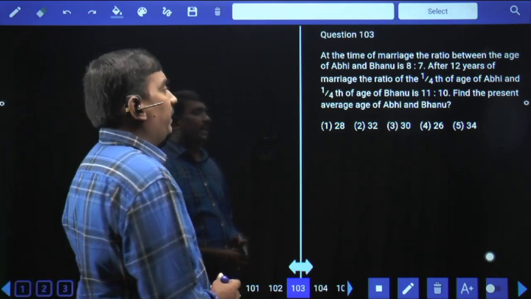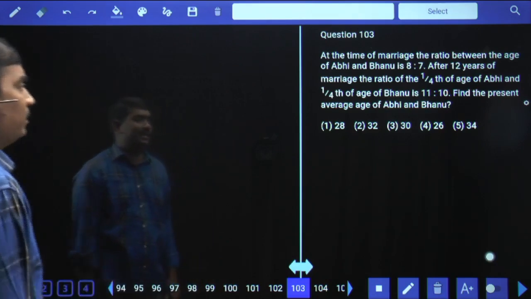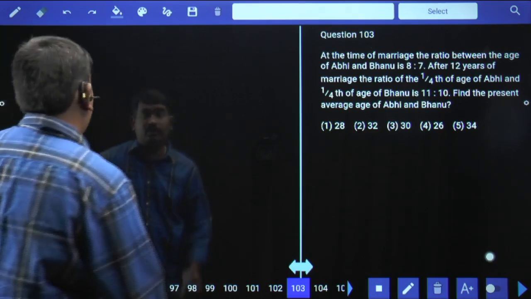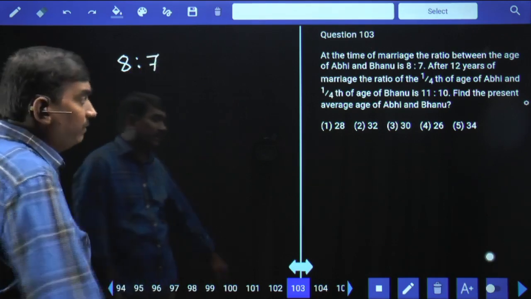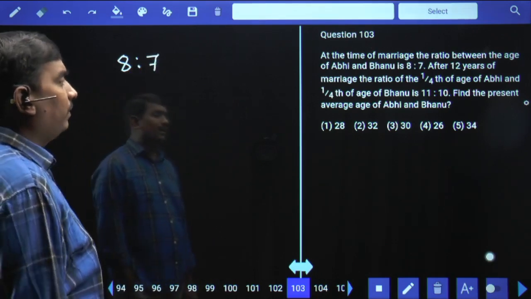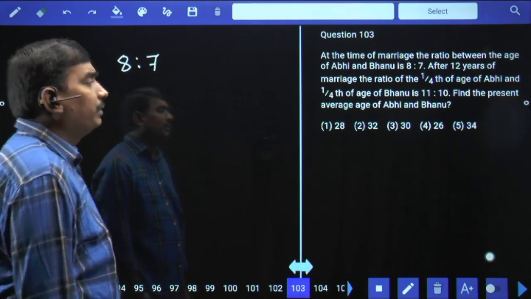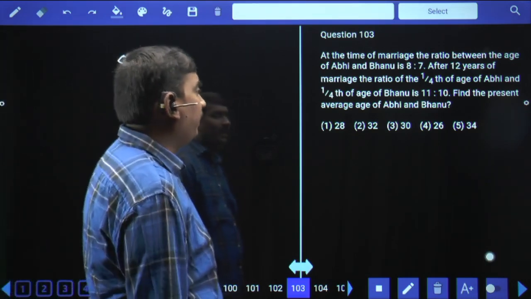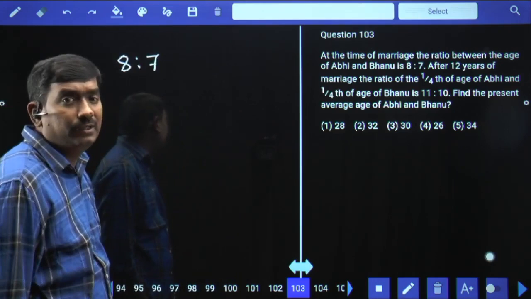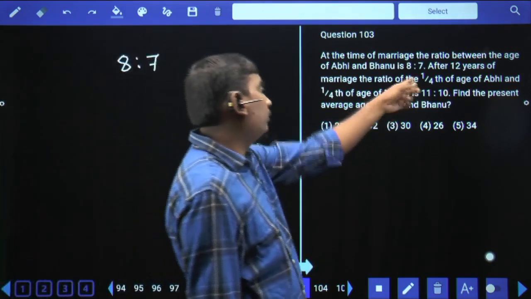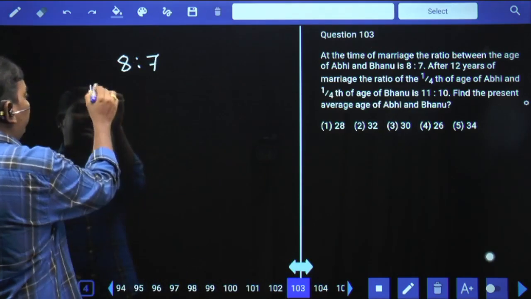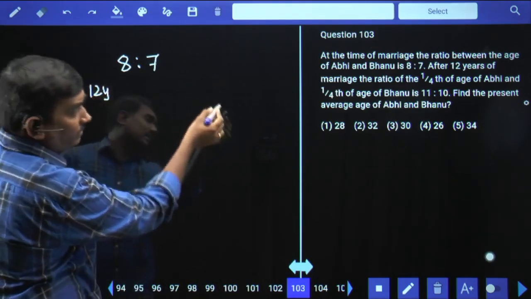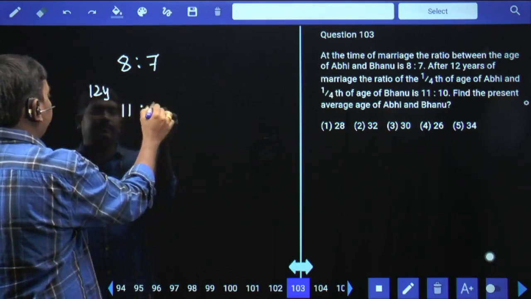At the time of marriage, the ratio between the ages of Abhi and Banu is 8:7. After 12 years of marriage, the ratio of 1/4 of the age of Abhi and 1/4 of the age of Banu is 11:10. Both are 1/4, so 1/4, 1/4 will get cancelled. So after 12 years, the ratio is given as 11:10.